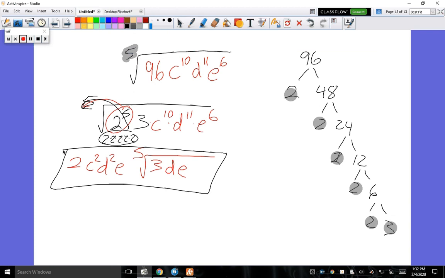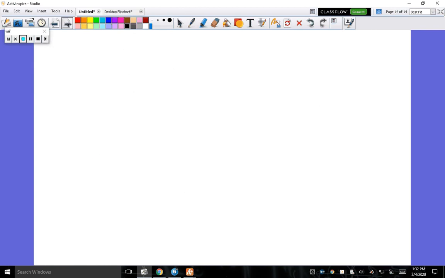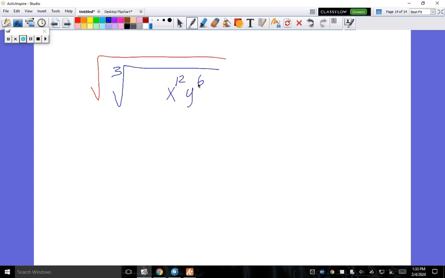Easy? Okay? Let's step it up a little bit. Don't freak out, just a little bit more involved. We're going to take the square root of the cube root of 64x to the 12th, y to the 6th. All this is, guys, is just 2 problems. That's it. Let's do what's inside first, almost like parentheses.